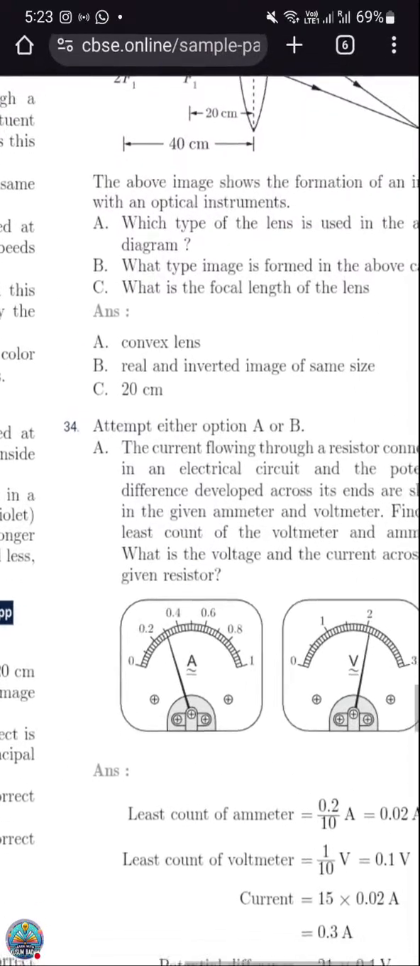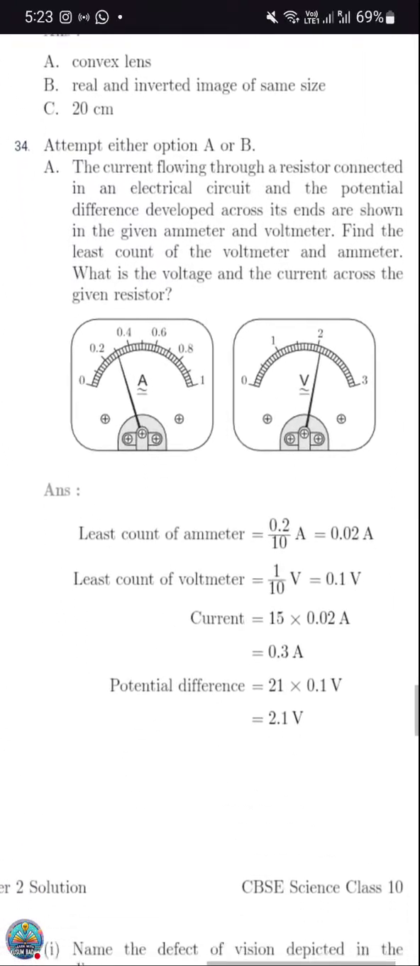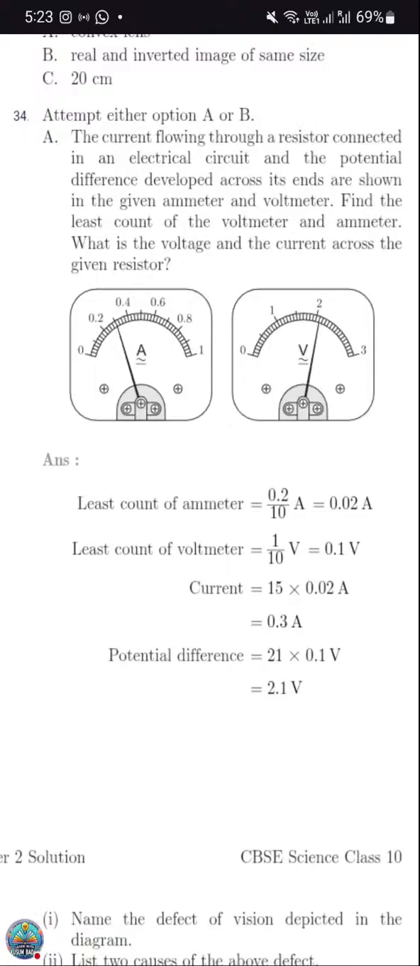Now the next question is the 34th one. Again the choice is there. This kind of question was there in yesterday's paper also. If you recall, how did we do yesterday's paper? Current flowing through the resistors connected in an electric circuit and the potential difference developed across its ends are shown in the given ammeter and voltmeter. Find the least count of the voltmeter and ammeter.